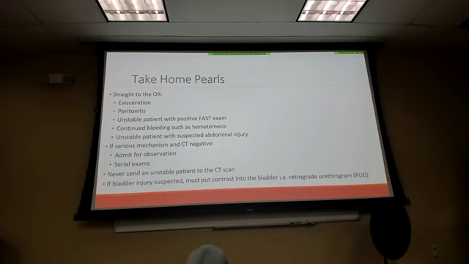Straight to the OR for anybody with peritonitis, any evisceration, unstable with a positive FAST, anything where we suspect some sort of internal or intra-abdominal bleeding. Unstable patients with suspected abdominal injury are going to go to the OR. Other ones we're going to admit for observation if we have a negative CT and we think there may be some other injury, like hollow viscus injuries, which are difficult to detect, or retroperitoneal structures. A lot of those we admit for serial examinations until we can rule out hollow viscus or retroperitoneal injury. And never send an unstable patient to the CT scanner. We say it, but we do it all the time.